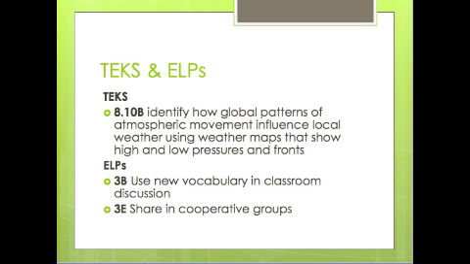The TEKS that I used for this lesson plan were 8.10b: identify how global patterns of atmospheric movement influence local weather using weather maps that show high and low pressure and fronts. The ELPS that I used were 3b and 3e. 3b is use new vocabulary in classroom discussion, and 3e is share in cooperative groups.